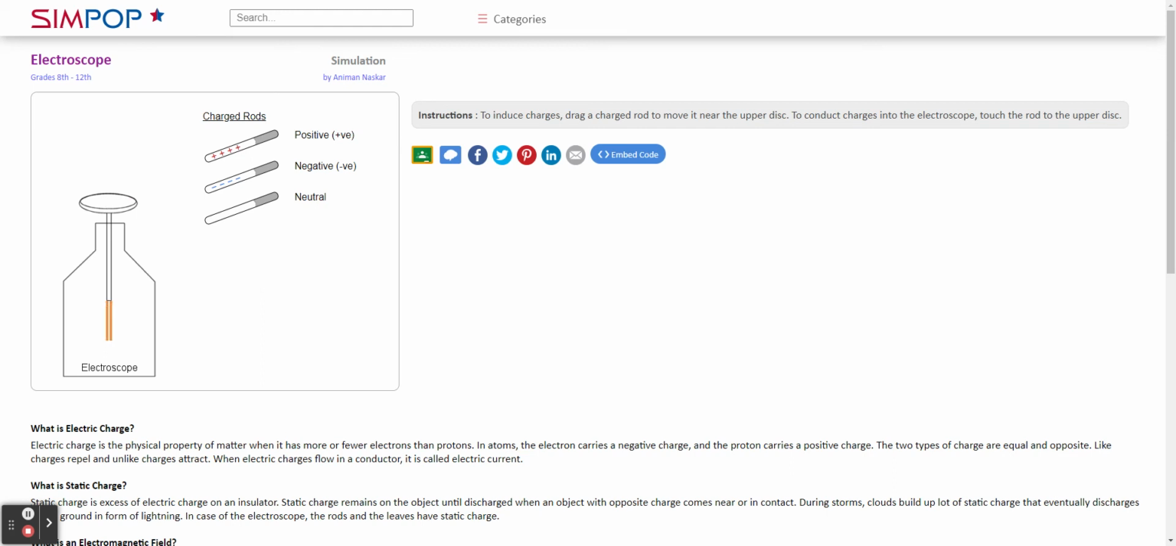Now we're going to reset the simulation. And this is for 10 and 11. Take the negatively charged rod and touch it to the upper disc of the electroscope. So you can see now how this charged the electroscope. So that should let you answer questions 10 and 11.